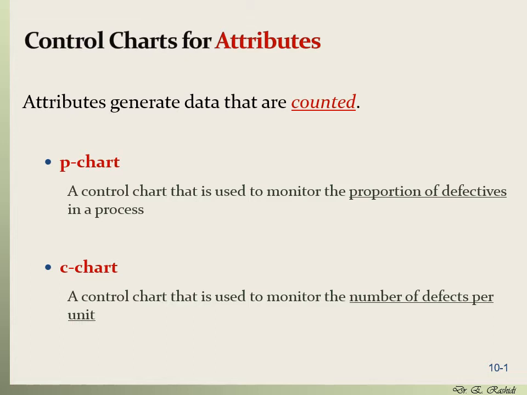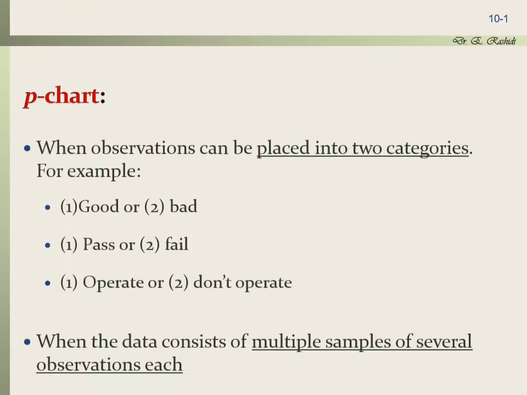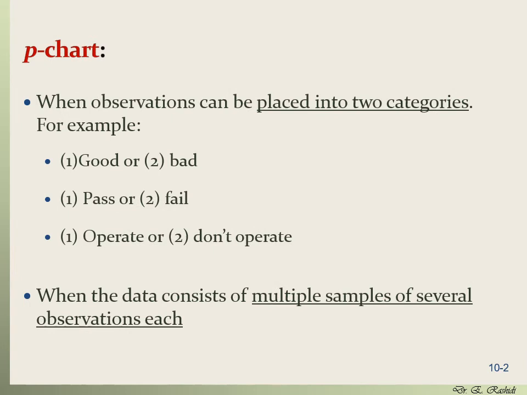For attributes, we have two control charts. We have P charts and we have C charts. P charts are used to, for example, monitor the proportion of defective products or defective items in a process. And C charts are used to monitor the number of defects per unit. Let's just start with P chart.